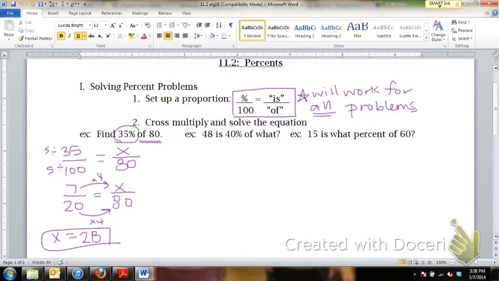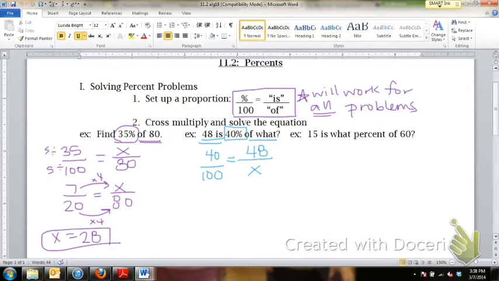Now what happens if you can't reduce? So let's take a look at the next one. 48 is, okay, so that goes in my is position. 40%, so 40 is my percent, always goes over 100, of what? So I don't have my of, so I put an x there.